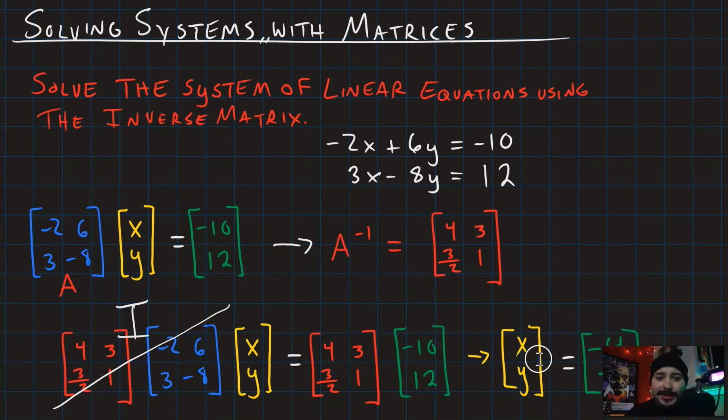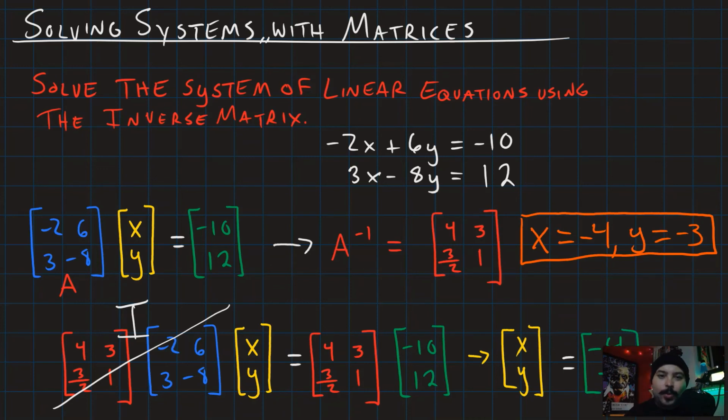Now, because these matrices are equal to each other, we can also assume that the corresponding entries are equal to each other. So we have our solution to the system, x equals -4 and y equals -3.